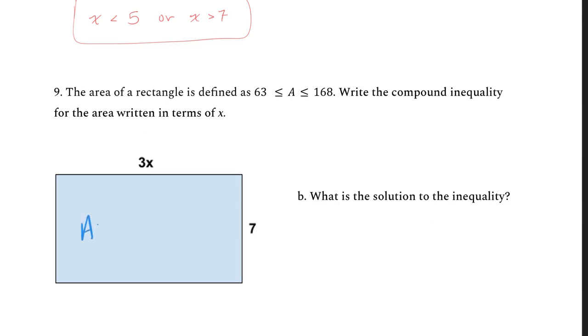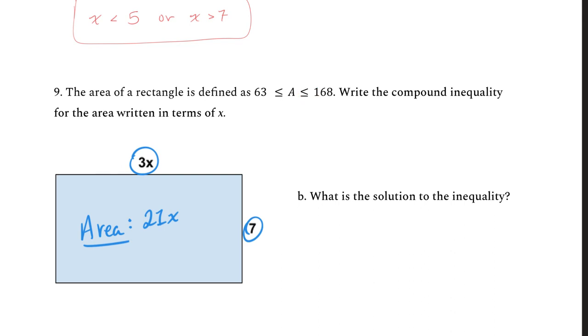Remember, how do you find the area of a rectangle? Well, it is length times width, right? So area of a rectangle is just length times width. So let's go ahead and get that real quick. So the area is 3x times 7x, which is going to be 21x. Okay, so there's that. Now, let's go up to the question. The area of a rectangle is defined as 63 is less than or equal to the area, which is less than or equal to 168.